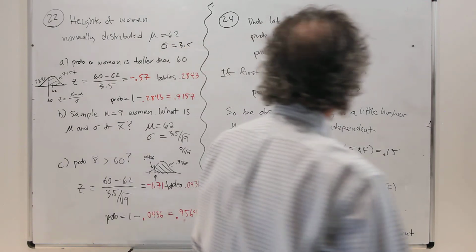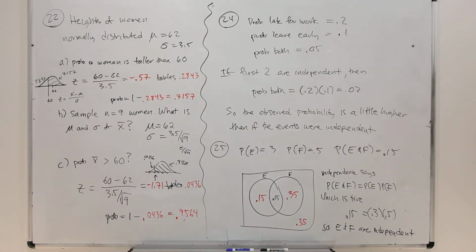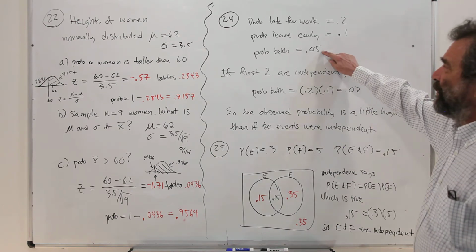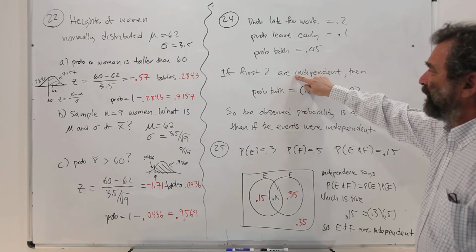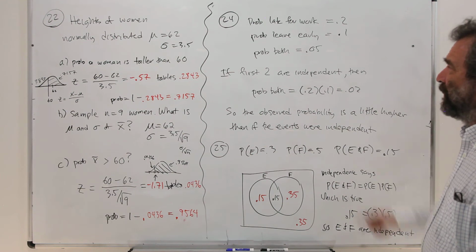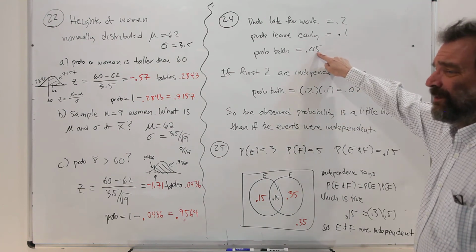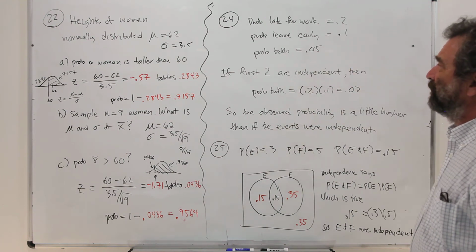We're over here on 24. Hypothetically, suppose I'm late for work 20% of the time. That'd be quite often. That could happen. Suppose I have to leave early from work 10% of the time. Seems like you're not working too much. And suppose the chance you do both is only 5% of the time. If the first two are independent, is this number larger or smaller than what you'd expect to see? Let's see.